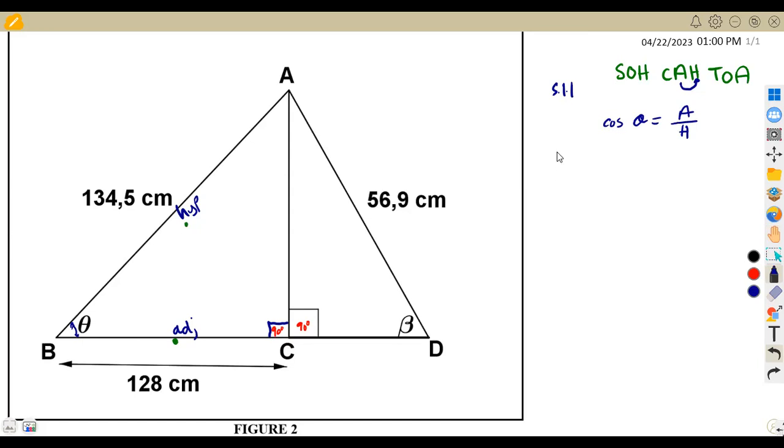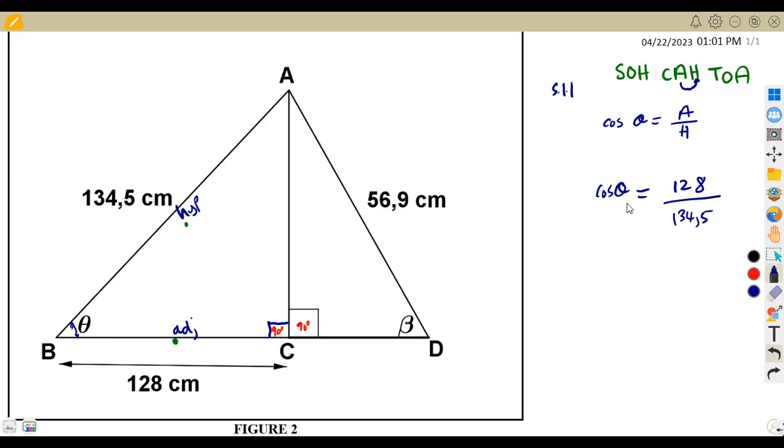This can help us to determine the value of theta because we have these values. We can substitute the adjacent, which is BC, the one that is horizontal. So that is 128 over the hypotenuse, which is the longer side, 134.5. That is the idea in this case.